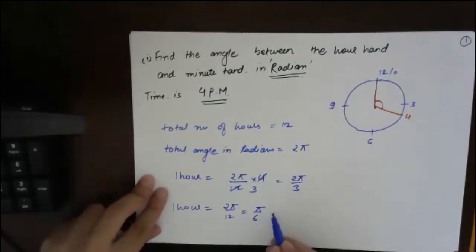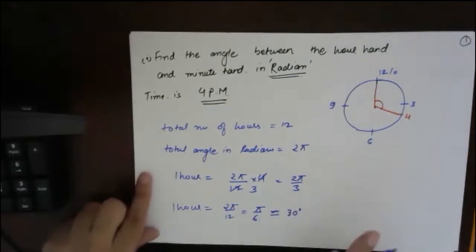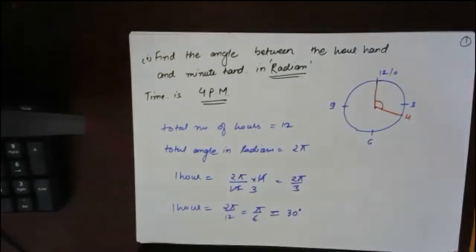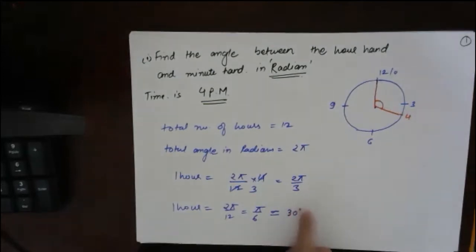Understood? Pi by 6 in terms of degrees is equal to 30 degrees. That means in each hour, the hour hand moves 30 degrees. Understood? Just check this one, then we move on to the next question. Everybody understood this one? Yes, 120 degrees.